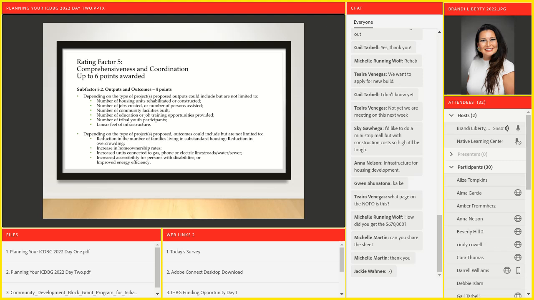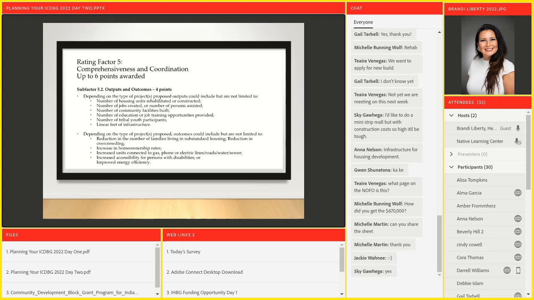Depending on the type of project proposed, outcomes would include things such as reduction in the number of families living in substandard housing, or reduction in overcrowding, an increase in home ownership rates, increase in units connected to gas, phone, or electrical lines. All of these are more explanatory outcomes that you hope to achieve from your actual outputs. Does that make sense to everyone? Perfect, good deal.